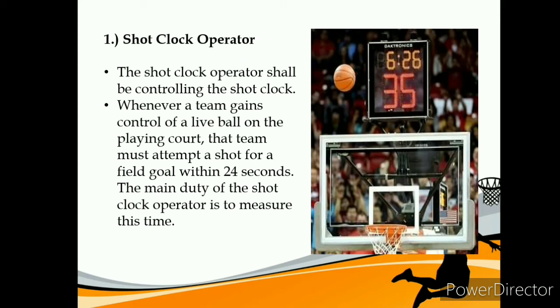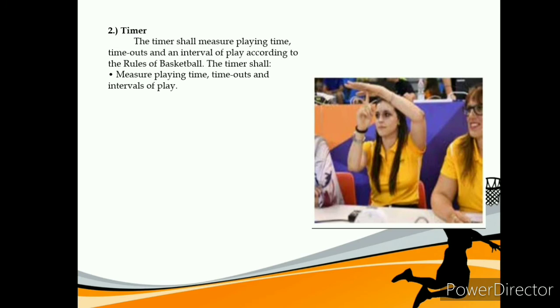So the purpose of the shot clock is to track how long the offensive team is possessing the ball before they shoot it. When the ball gets inside the basket, the shot clock will automatically stop. Next is the timer. The timer shall measure playing time, timeouts, and intervals of play according to the rules of basketball. Unlike the shot clock operator, the timekeeper is responsible for monitoring the game time.